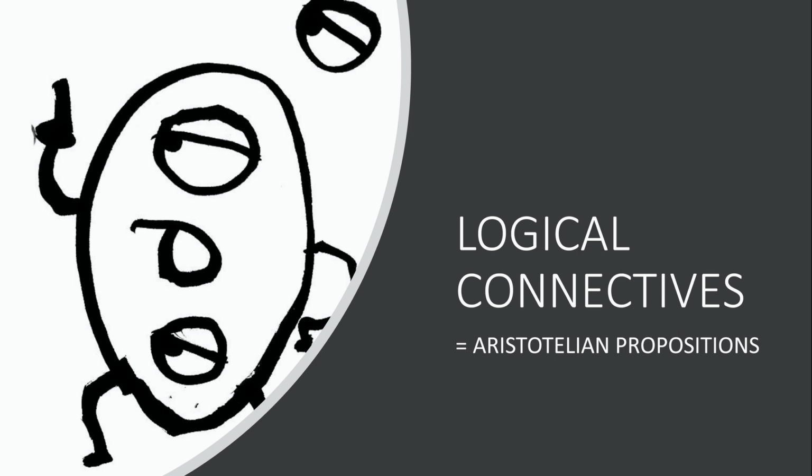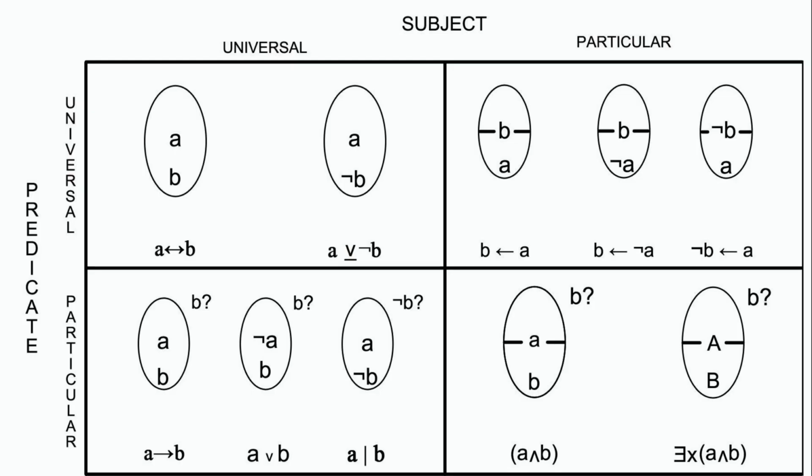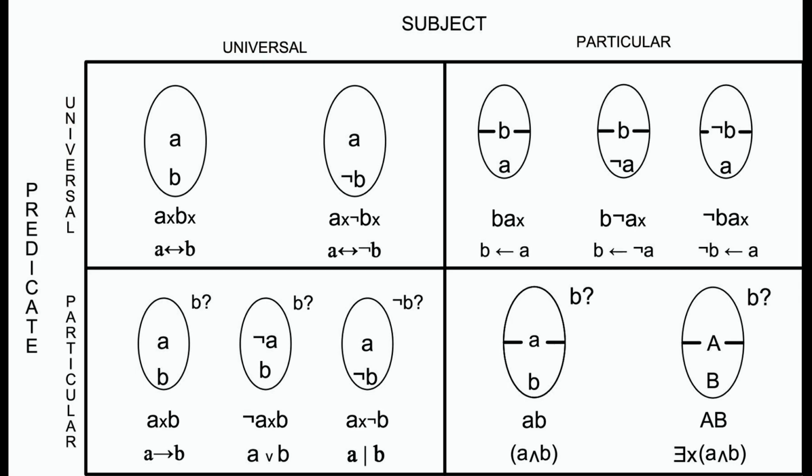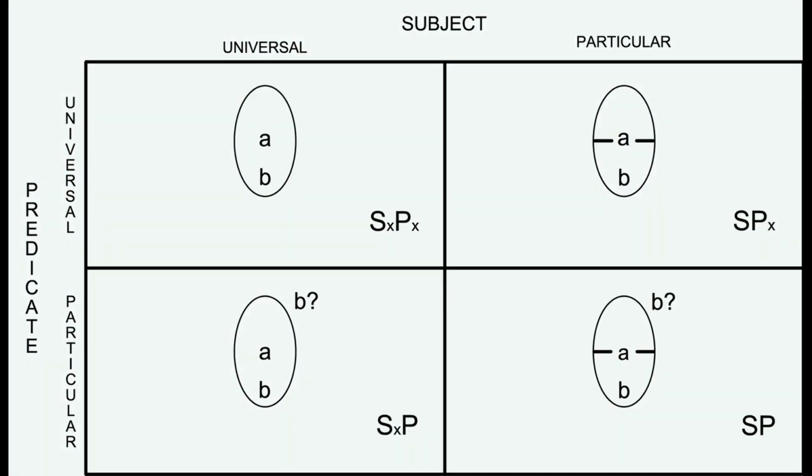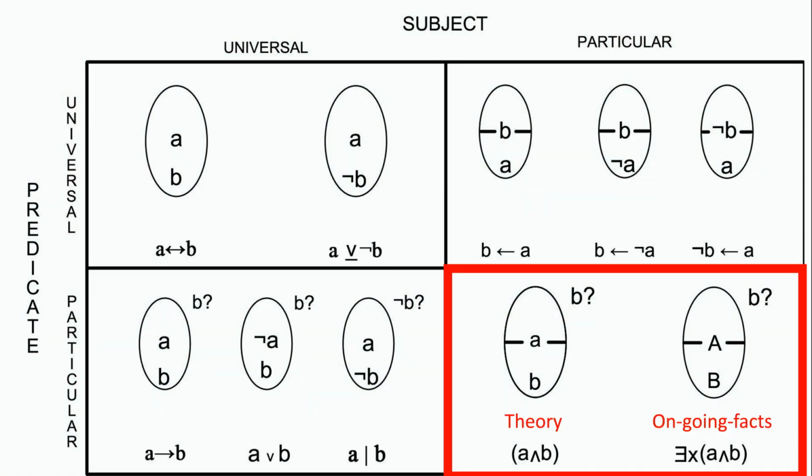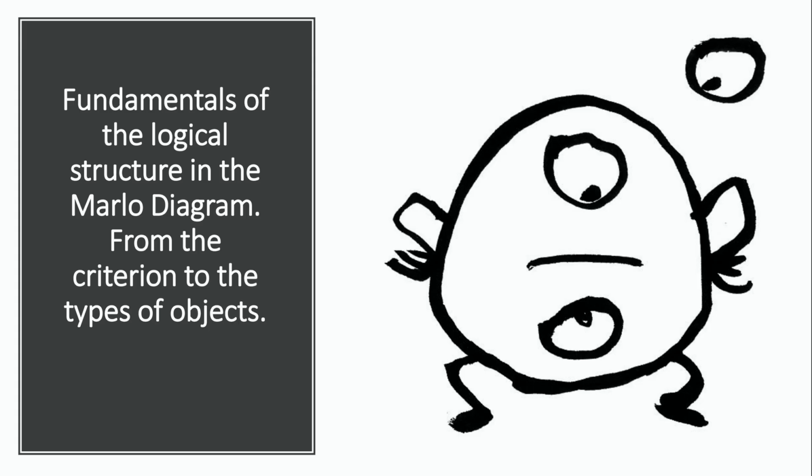Logical connectives in the Marlo diagram. A simple proposition informs what kind of association has been established between two concepts. Therefore, we can classify logical connectives and Aristotelian propositions with the same elementary structure. We should only bear in mind that cognitive systems are capable of distinguishing two kinds of propositions: theoretical statements outside space and time, and ongoing facts here and now. Fundamentals of the logical structure in the Marlo diagram. The criterion to the types of objects.